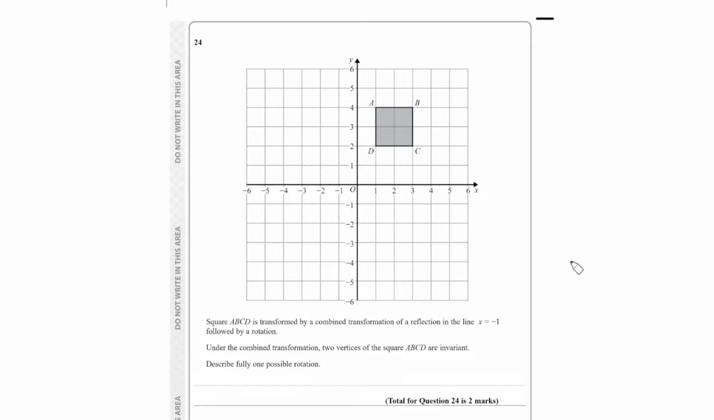Oh, we've got two more, I think. Okay, question 24. Have a look. Yep, square ABCD is transformed by a combined transformation of a reflection in the line x equals -1 and then followed by a rotation.